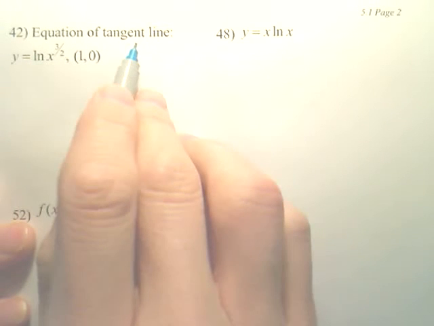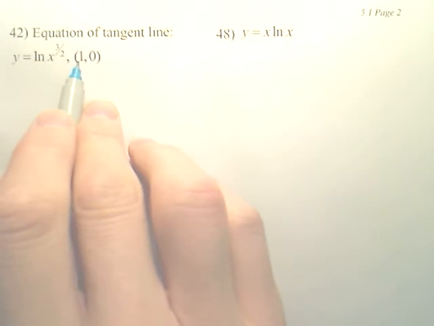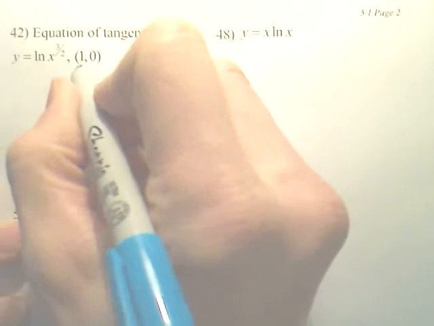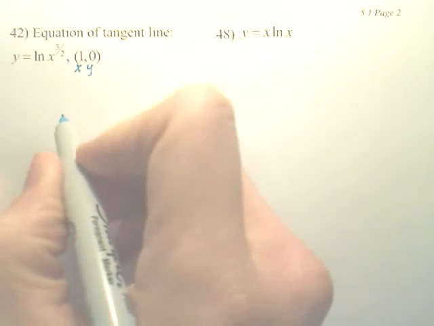The equation of the tangent line. To get that, we first need to find the derivative. Plug in 1, that'll get me the slope, and then you have x and y. Together with x, y, and the slope, we can get the equation of the tangent line.